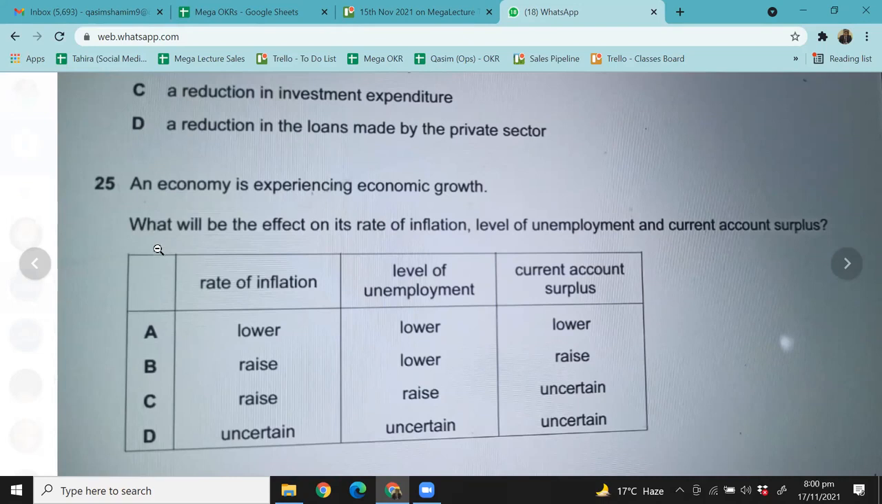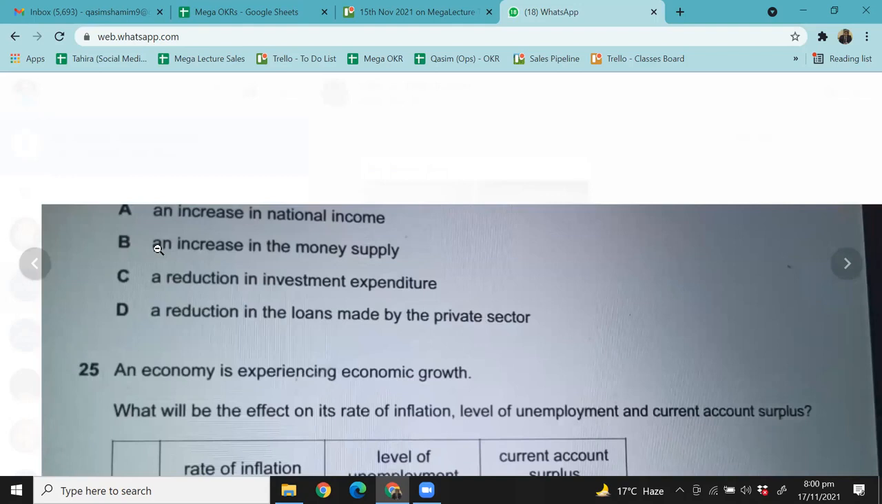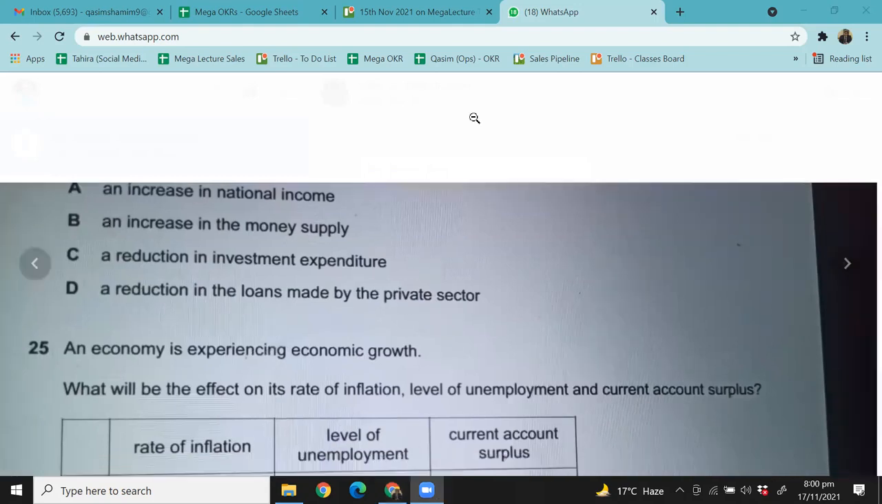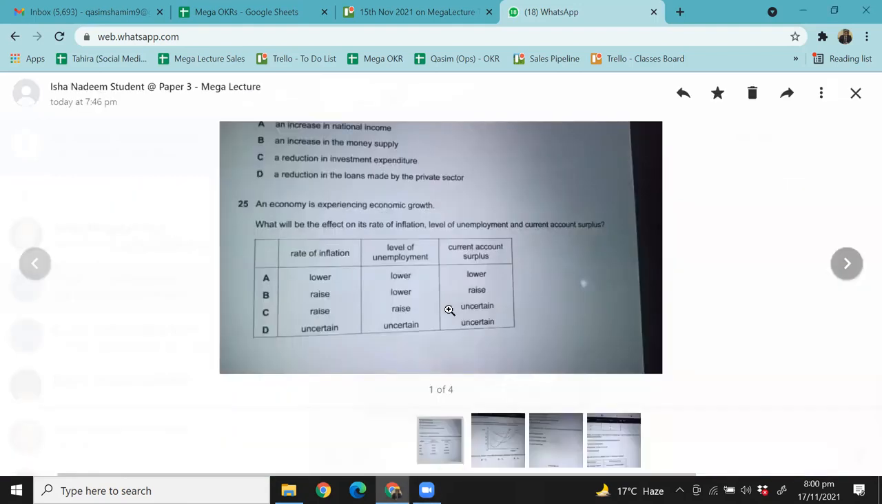Is the answer B? Right. Yeah, I was also thinking the same. Is the answer B? Though the current account surplus should be uncertain, but yeah. Isha, what's the answer to this question?